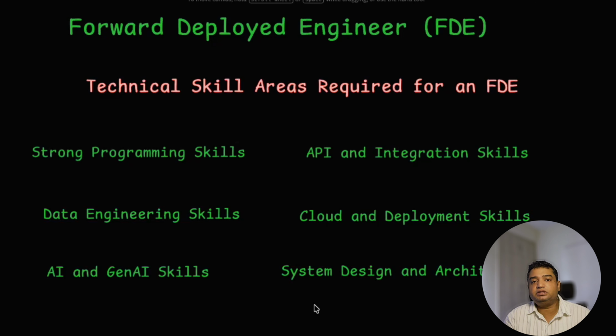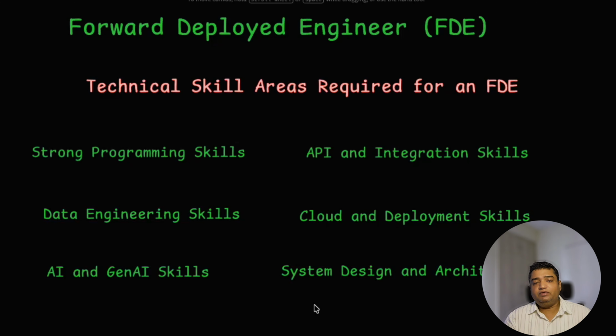You have to understand multiple things. But if you are a data engineer and you are already acting in the role of an architect, then it's a bit easy for you to get into FD. You have to just connect all the dots, add a few more skills to your portfolio, and then you'd be good to go to get into forward deployed engineer.